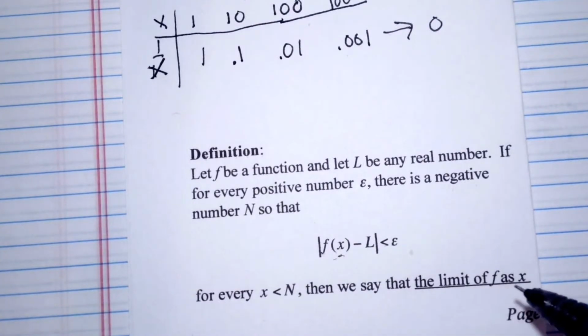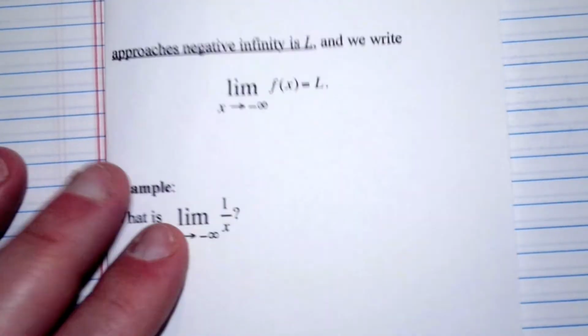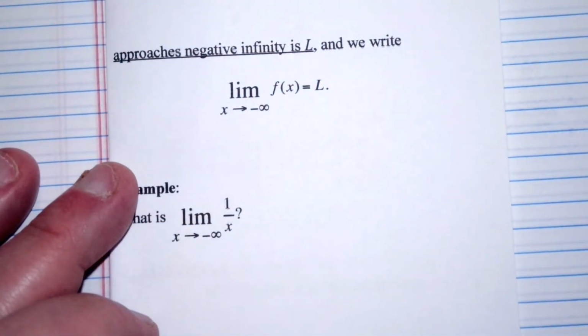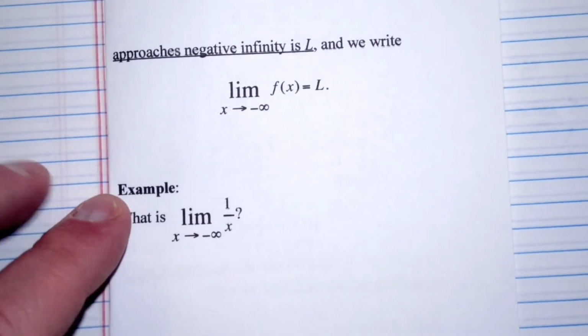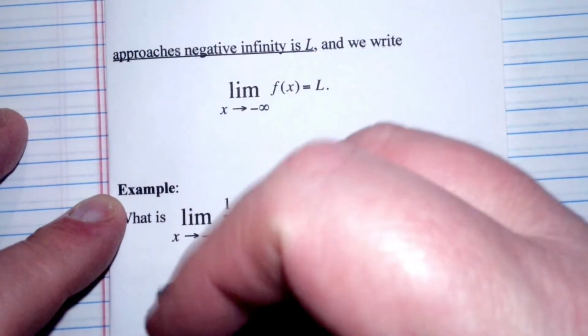Then we say that the limit of f as x tends to infinity, or rather tends to negative infinity, is L, and we write the limit as x tends to negative infinity of f of x equals L. So for instance, what is the limit as x tends to negative infinity of 1 over x? Well, we can play the same game we did last time.